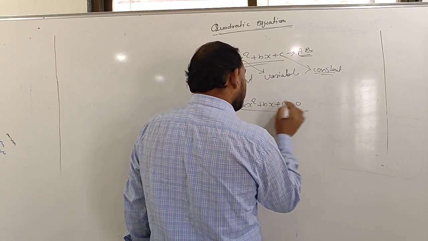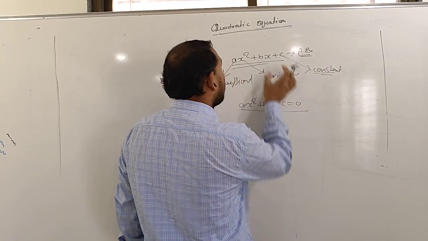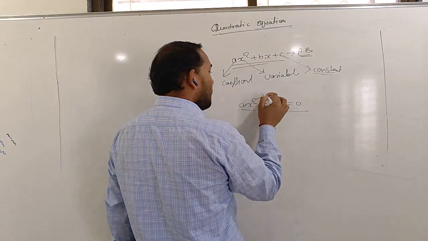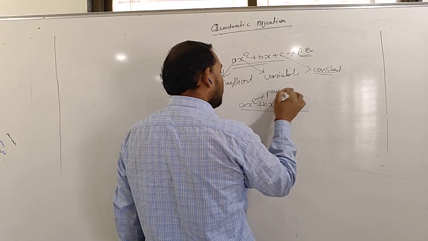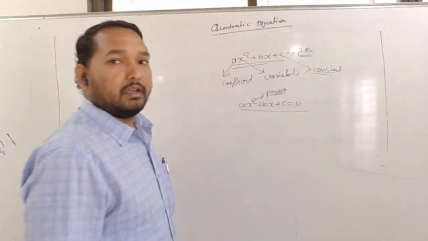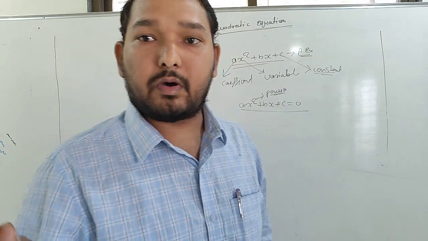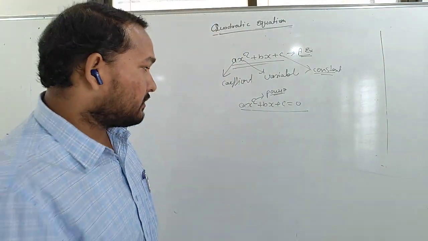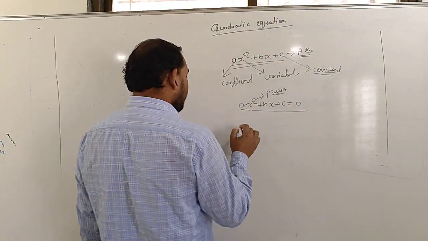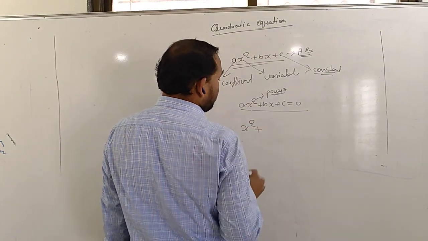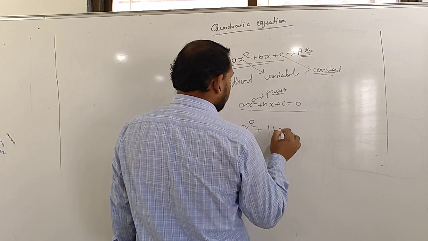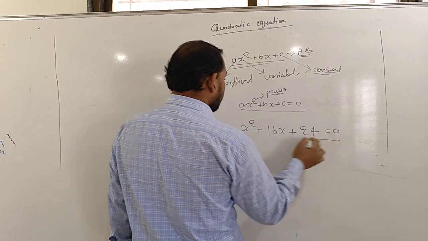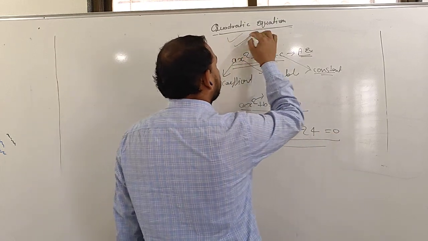We equate this to 0. This is called the quadratic equation. Why quadratic? Because its maximum power is 2. Which power? The variable's maximum power is 2, and this is called a quadratic equation. For example, suppose we take x square plus 16x plus 24 equal to 0. That is called a quadratic equation.